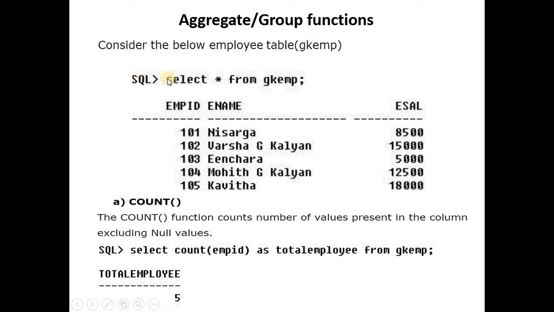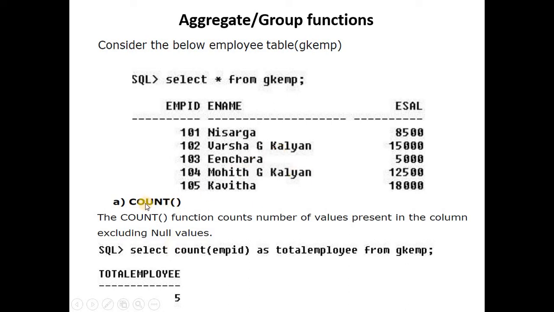Let's consider a table here. GKEMP table. Select star from GKEMP. So it's displaying employee ID, e-name and e-salary. Employee IDs are there, their corresponding names are there, and their salary is also displayed here. Now, if you want to see how many employees are there in this table, how can we do this?